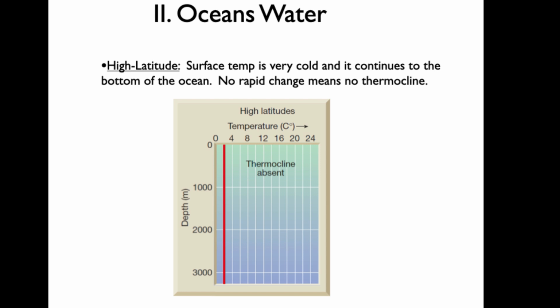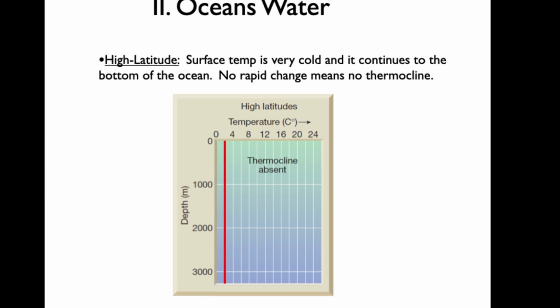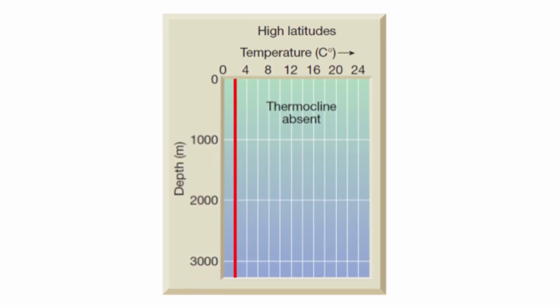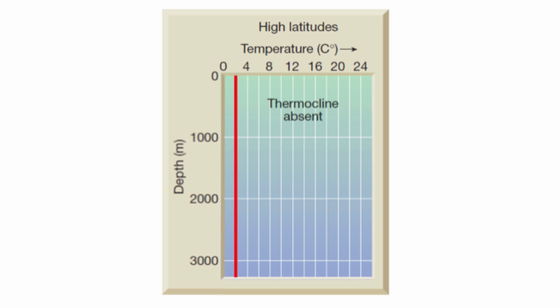When we get to high latitudes or close to the poles, again, it doesn't take a lot of thinking to figure this out. The surface water at the poles is freezing. Could you guess that? It's cold. And then that temperature stays the same from the very top of the ocean surface to the very bottom of the ocean. So there's no thermocline present at all.